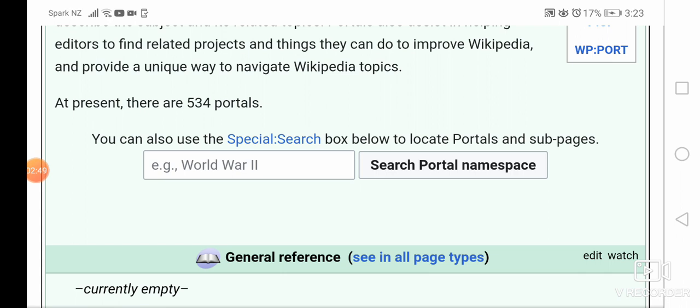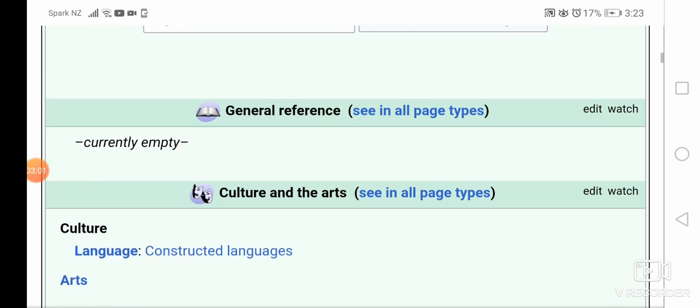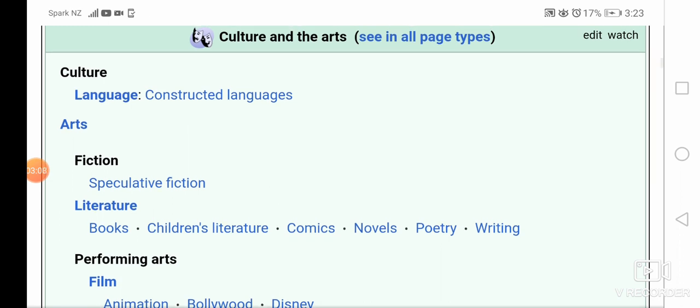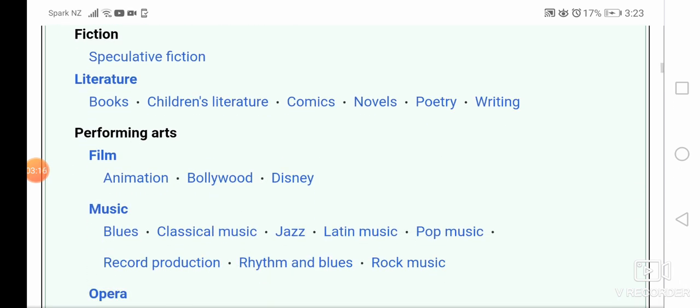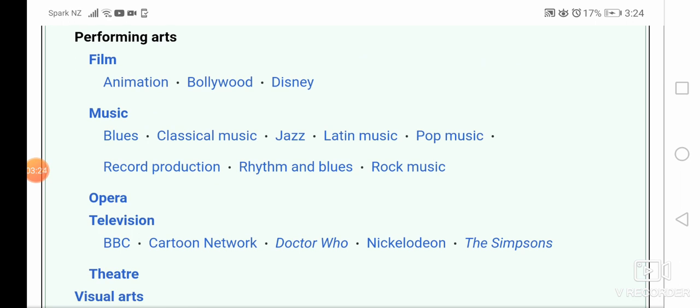You can also use the special search box below to locate portals and subpages, e.g. World War II, search portal, namespace, reference, general reference, in all page types, language, constructed languages. What does that mean? Arts, fiction, speculative fiction, literature, books, children's literature, comics, novels, poetry, writing, performing arts, film, animation, Bollywood, Disney.